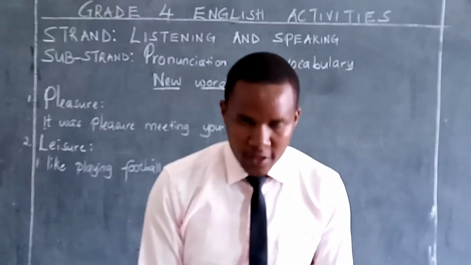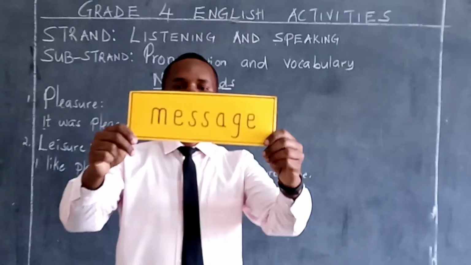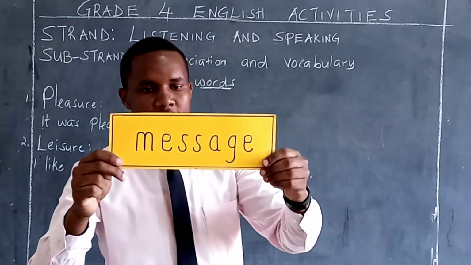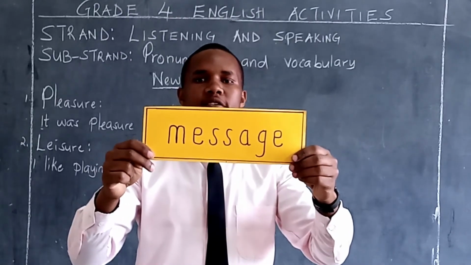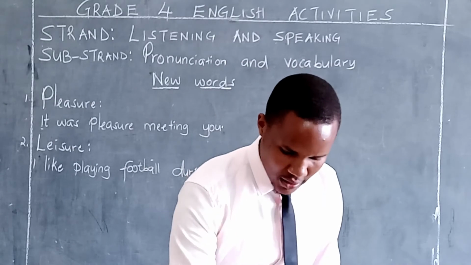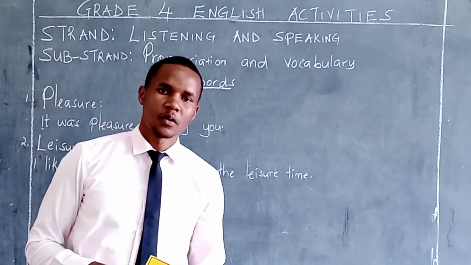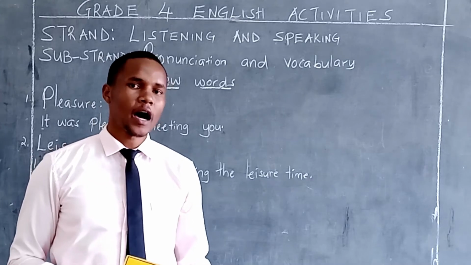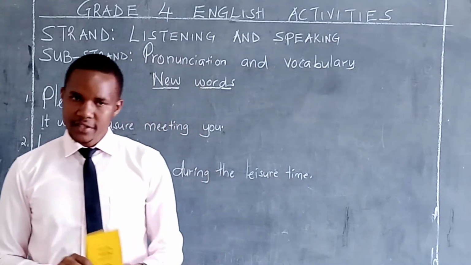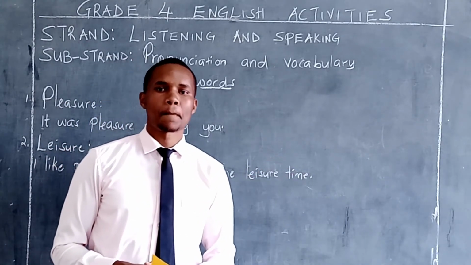Very good. So we go to the third word, which is this. Can you look? Very good. How do you pronounce this word? This is a message. Message. I hope you're pronouncing very well. Message means a piece of information passed from one person to another. You can be given information that you are supposed to tell somebody else. That is what we are referring to as a message.